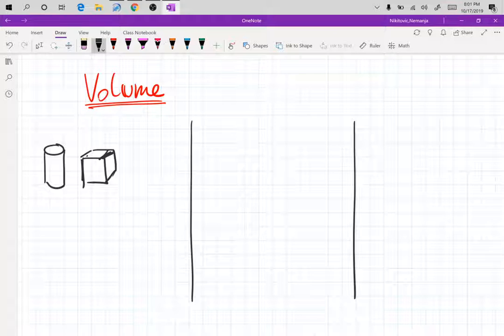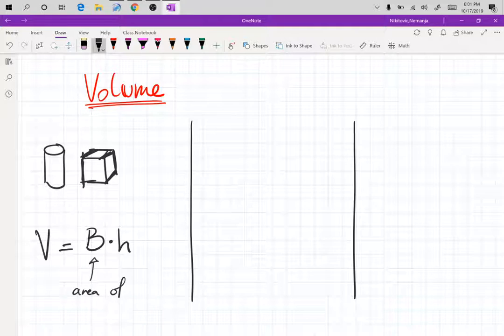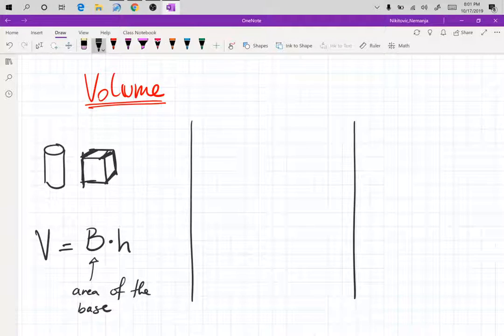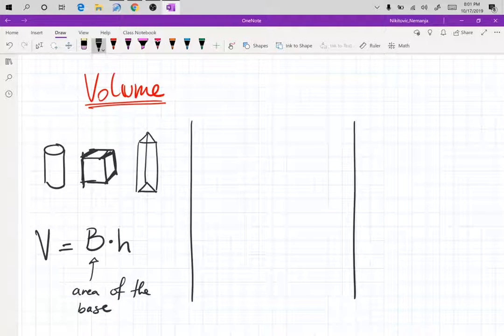And the volume for these types of objects is always area of the base times the height. Now your base for the prism could also be, let's say you have a triangle in a base and then you have a triangle on top, right? So that's a prism. You can have 5 sides, you can have 17 sides. As long as you are able to find the area of the base, you will multiply by the height of the object and you will get the volume.